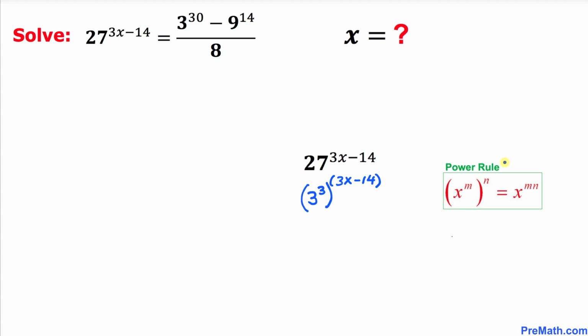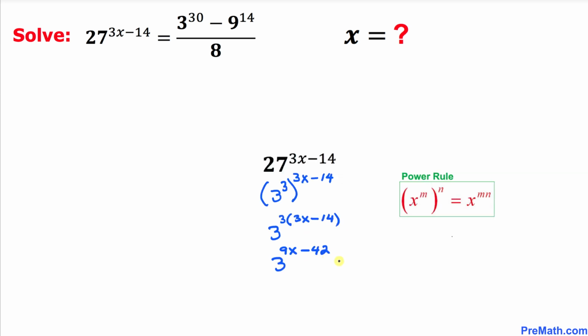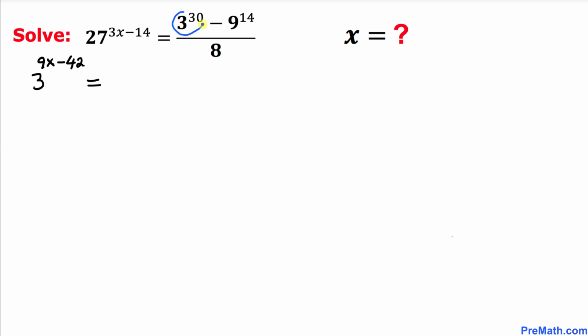Now let's recall the power rule of exponents. If we use this rule, then we can write these nested exponents as 3^(3 times (3x - 14)). Now let's distribute. So we are going to have 3^(9x - 42). So our left-hand side of this equation simply becomes 3^(9x - 42), equals, and now let's focus on this part, 3^30.